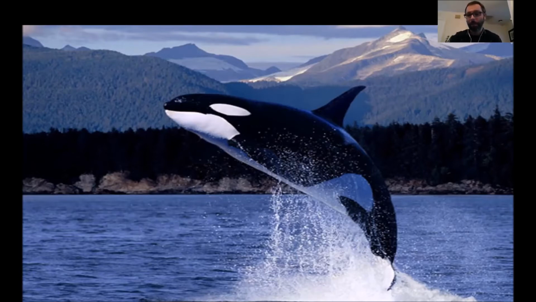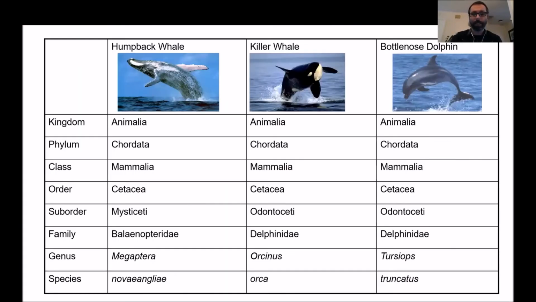So killer whale, maybe not a killer, but is it even a whale? You might know that a killer whale has another name, called orca. So what we want to do is compare the orca to some other similar organisms to see where it fits in. Here I have information about three marine animals: the humpback whale, the killer whale, and the bottlenose dolphin.